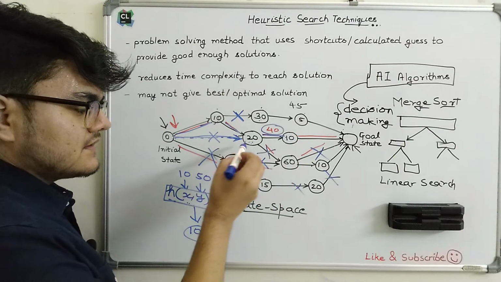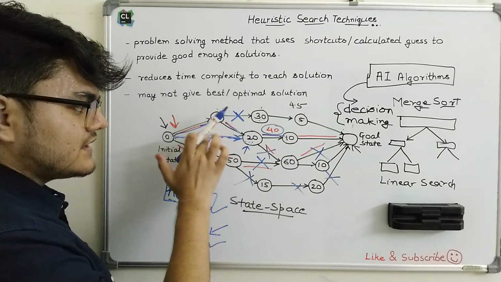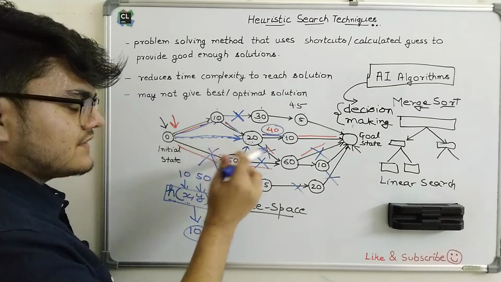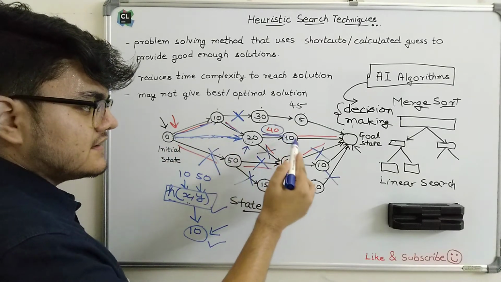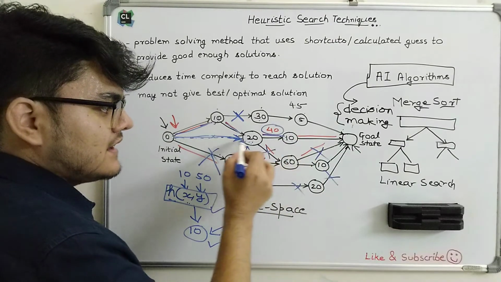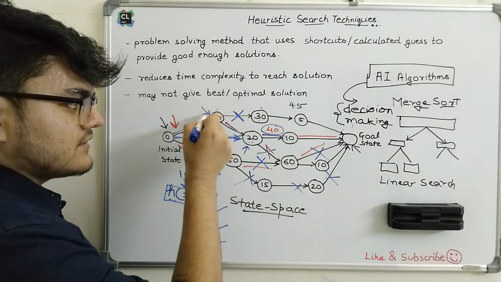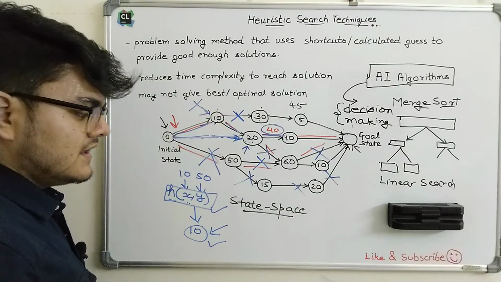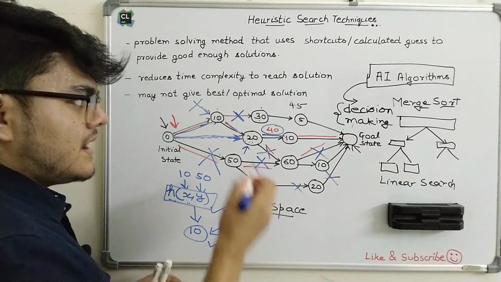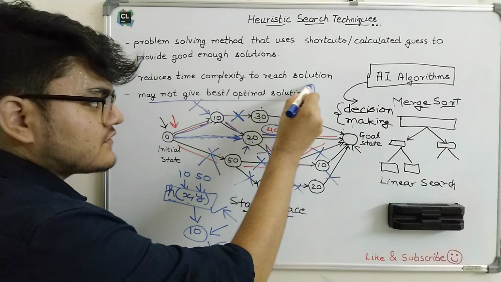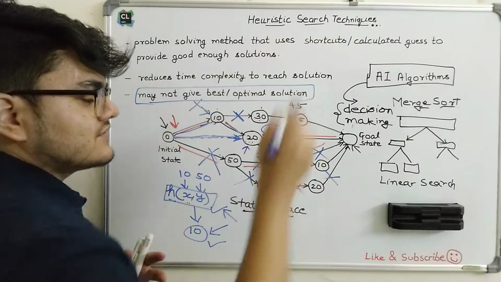But just take a look at this point, right? Let's suppose the AI agent is not taking 10 and it is taking 20. From here to here it takes 20 and here it takes 10. So 30 seconds. You can see this is actually the optimal solution and not the other one. So it may happen that the guess we are using may not give us the best or the optimal solution. This is a main drawback of the heuristic search techniques.